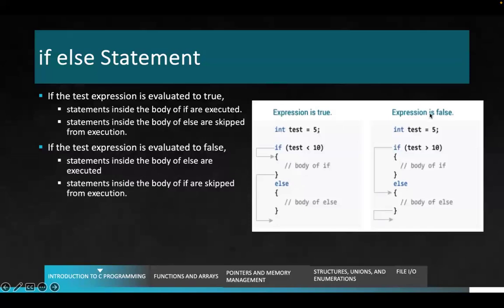The same applies when the expression is false. The data type of this variable test is integer, and test is equal to 5. Is 5 greater than 10? That is false, so this expression itself is false. The if part will go inside only if it is true, so it comes to the else part. That means whatever the expression, if it is not true, then immediately it will jump to the else part, go inside the body of the else part, and get executed with the instruction.